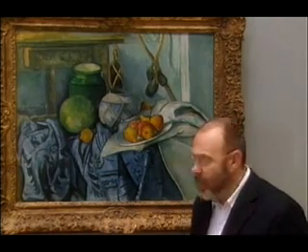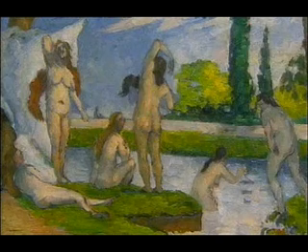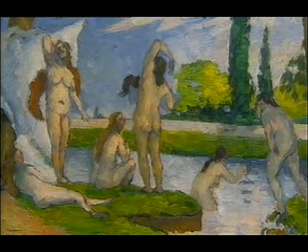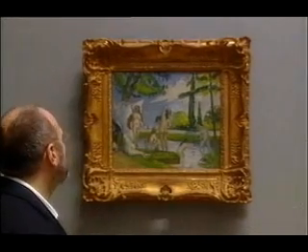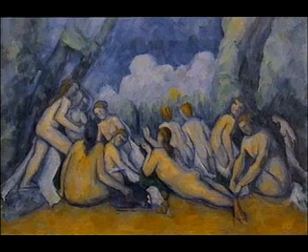This is the idea now, that in the effort to be real, art will always be an invention, constructed, new from nothing. Cézanne did about 200 paintings of bathers. They range from small like this to very large.